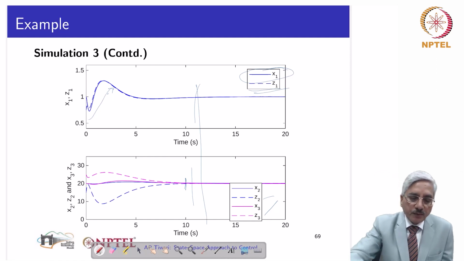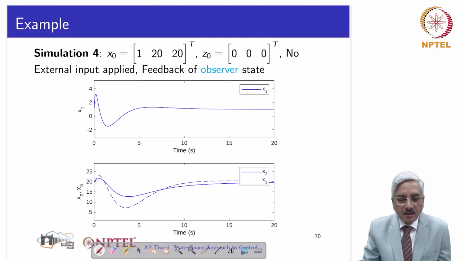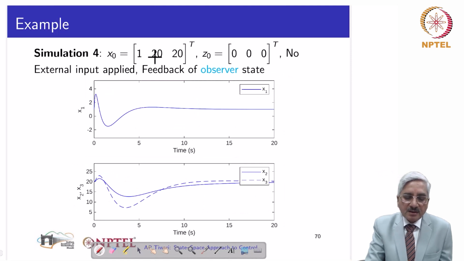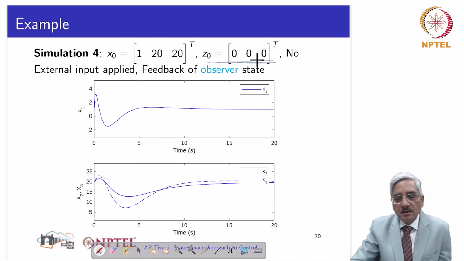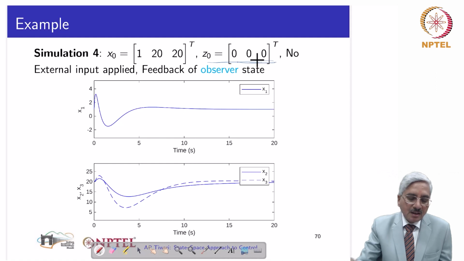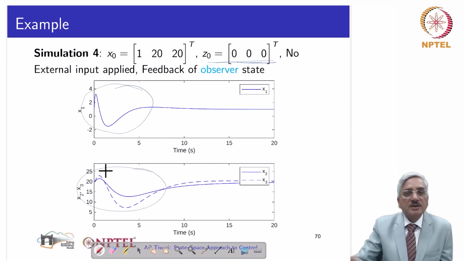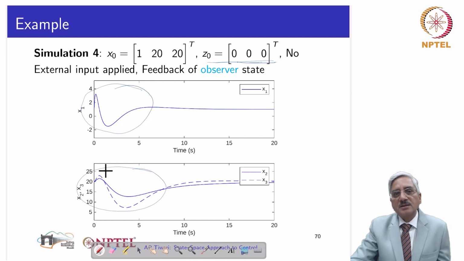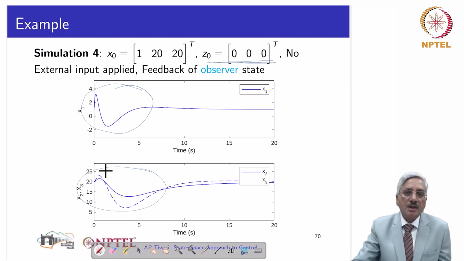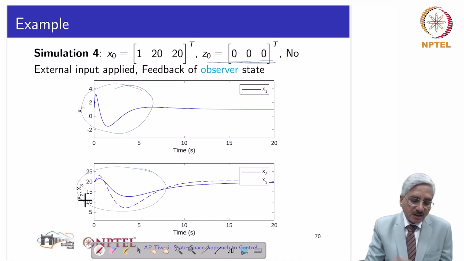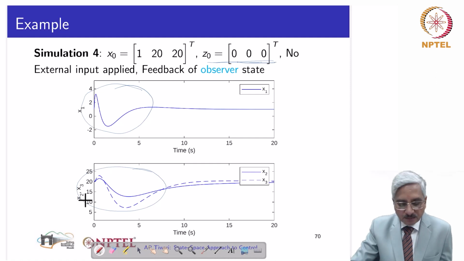We go to the fourth simulation. Everything is identical to the previous one, but now the deviation is large. And of course, the result of a large deviation is that the initial transient which the actual system experiences, reflected through the behavior of x1 versus time and x2 and x3 versus time, has large variations.